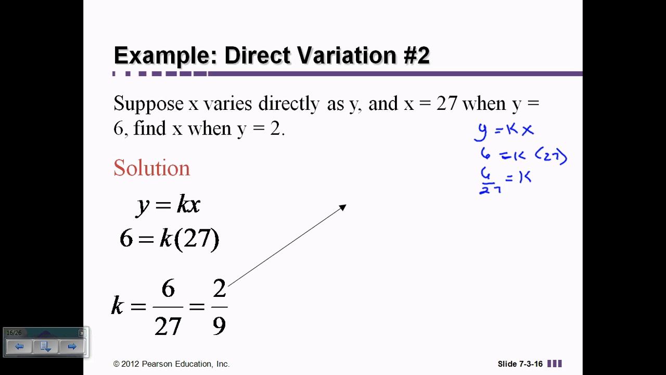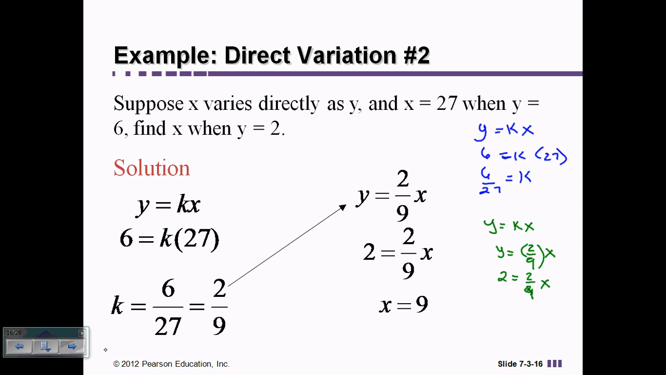And now we're going to take the same problem again. We're going to put that k times x, and this time we're going to put the 2/9 in for k, and y is going to equal 2. And now we need to solve for k, or solve for x, I'm sorry, and we end up with x is equal to 9.